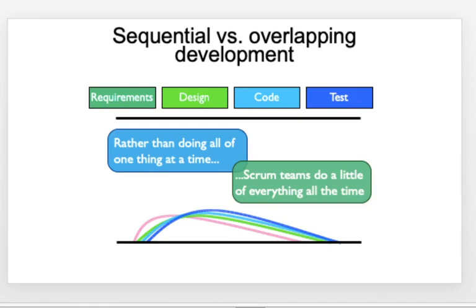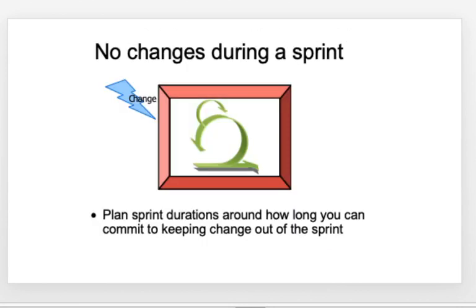The agile methodology basically follows what is called overlapping development. It is not sequential, and agile very clearly says rather than doing all of one thing at a time, you do a little of everything all the time. This puts what a Scrum is in a sentence. Once you start off with the sprint, and the sprint duration is a couple of weeks or maximum 4 weeks, no changes are entertained during a sprint.